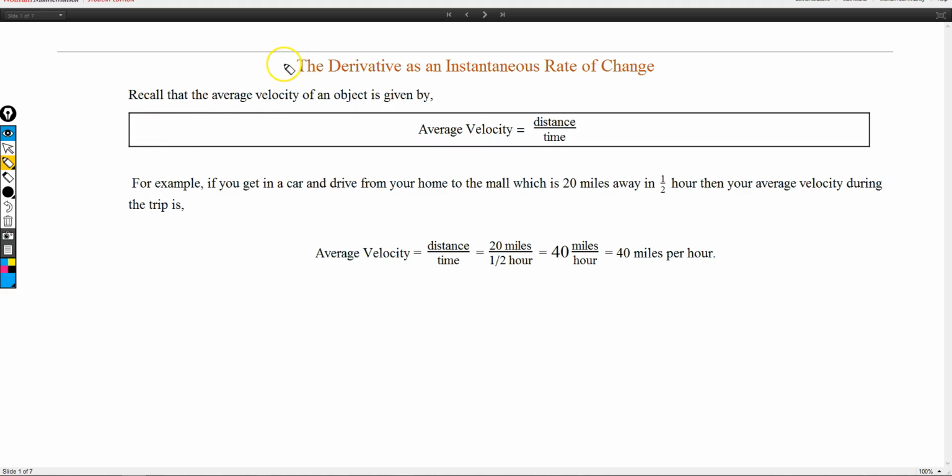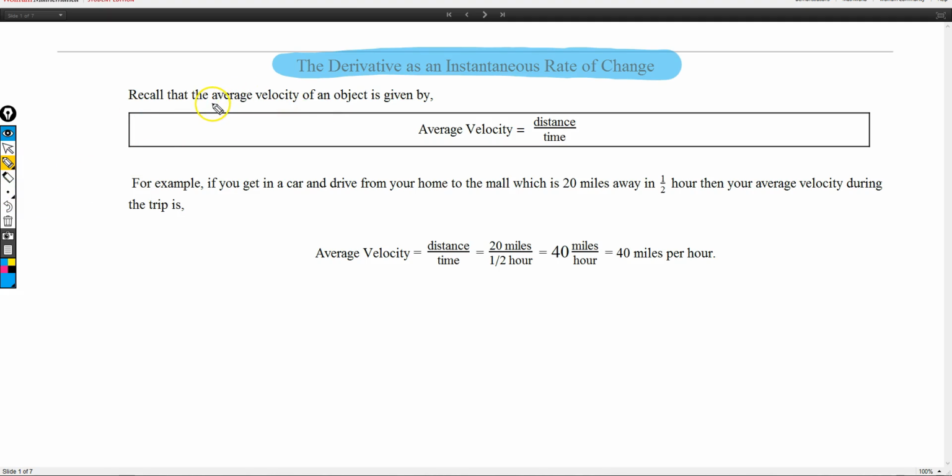In this lesson, we're going to take a look at the derivative as an instantaneous rate of change. Now, this is a very important application of the derivative, especially for fields like physics and engineering. Now, let's start by recalling something.